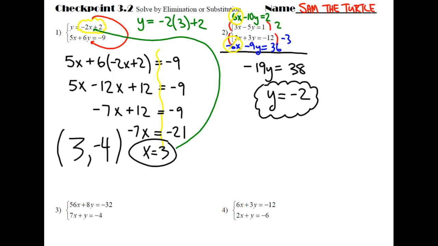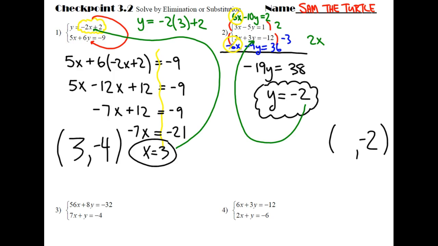I'm all done? Nope, you're not all done. Remember, your solution is an ordered pair. So you just found half of your ordered pair, the y value, negative 2. Now I've got to find the x value. How do I find that x value? I take y equals negative 2 and plug it into either one of these equations, whichever one's easier. I think the bottom one's a little easier.